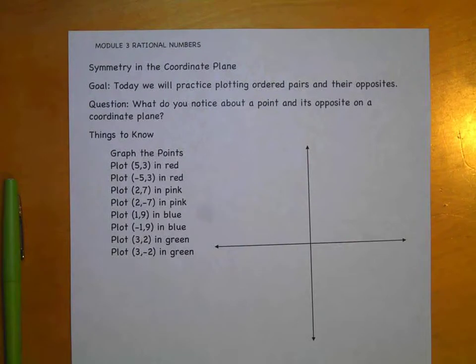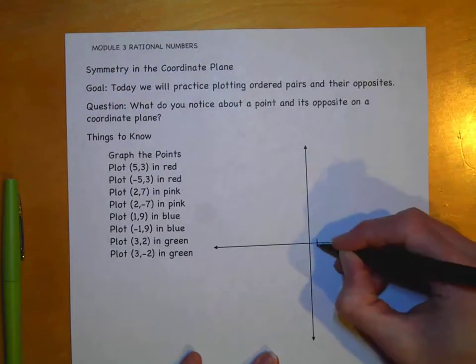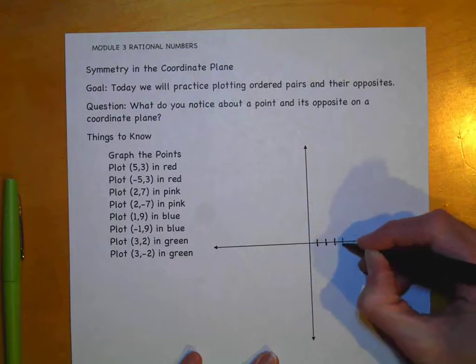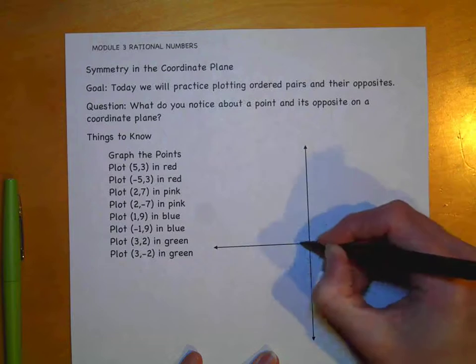So it says plot (5, 3) in red. What I'm going to do before I do that, however, is put my value marks on the line. So let's go 1, 2, 3, 4, 5, 6, 7, 8, 9, 10.